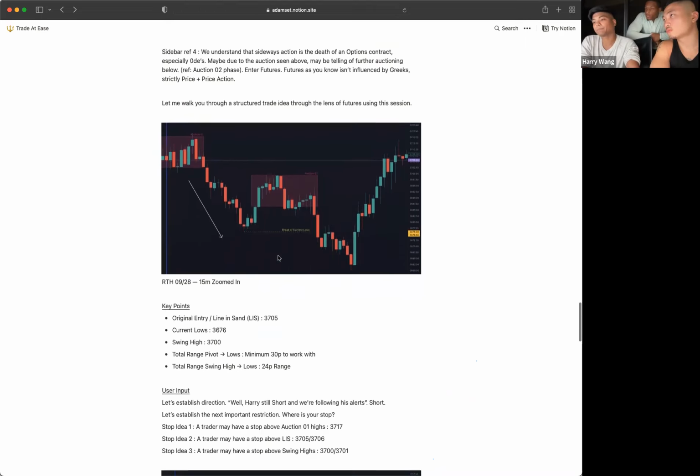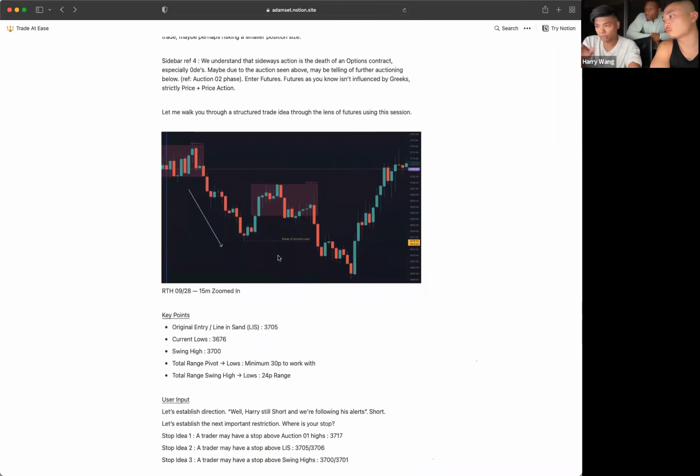So now, here's a couple things that I want to go over. Let's establish a direction. Many of you guys are in Harry's room, so let's use it as an example. Harry is still short, and we're following his alerts. So the direction I want to choose is short. Next, because this is going to be done through futures, it's important to establish where you may have a stop. In this, I want to have 3 stop ideas. So stop idea 1, a trader may have a stop.